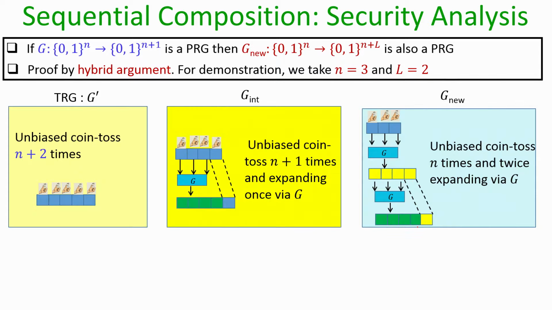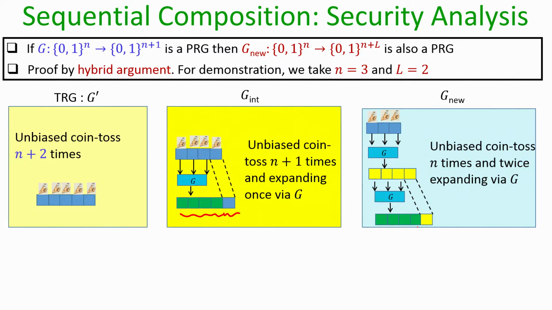To prove that, we are going to introduce an intermediate hybrid, an intermediate construction which we call G int. What this construction G int does is it takes an input of size 4 bits which are uniformly random, and on the first 3 bits of the input it invokes G and produces a pseudo random output of length 4 bits, and the last bit of the input of G int is copied as it is in the overall output. That is the way the algorithm G int produces a string of length 5 bits.